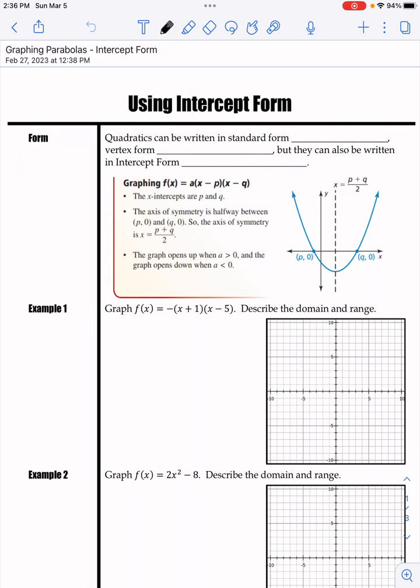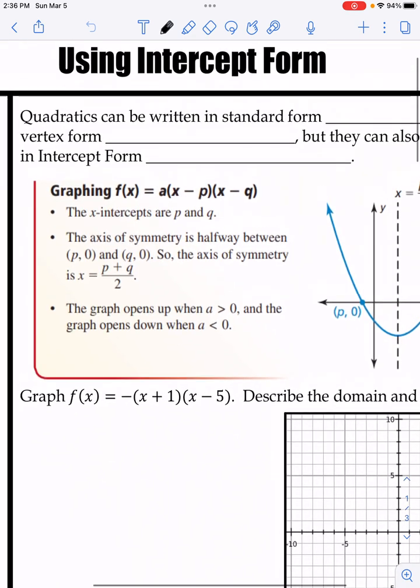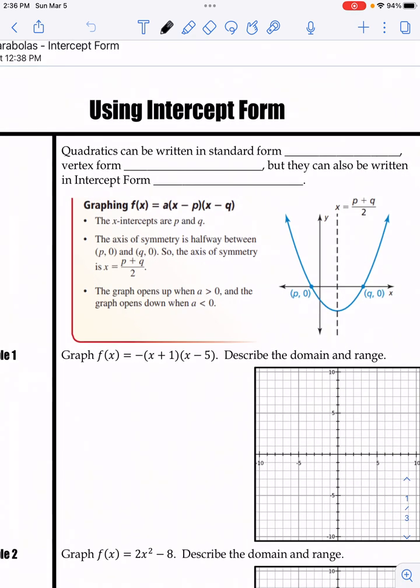Intercept form, the way I want you to think about this, going back to our last chapter, is where we were to factor polynomials. If we have a factored polynomial, there's a way you can graph this. But let's go and look at this beginning part.